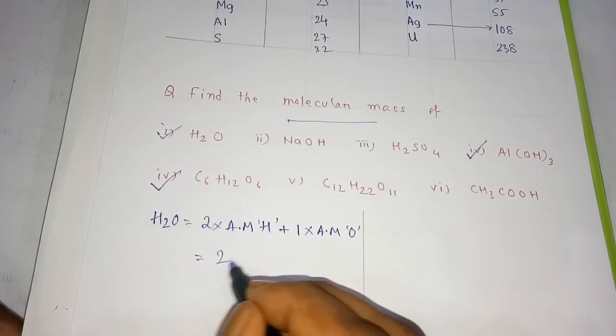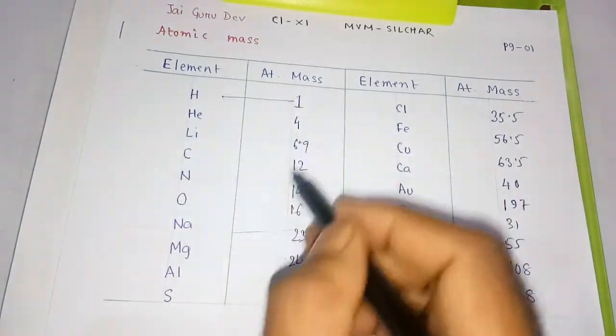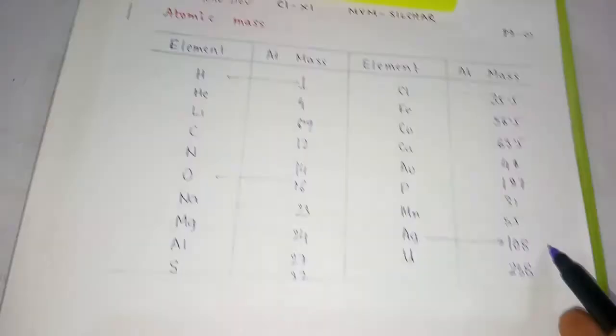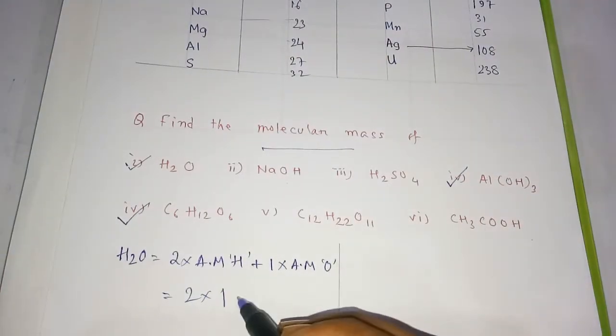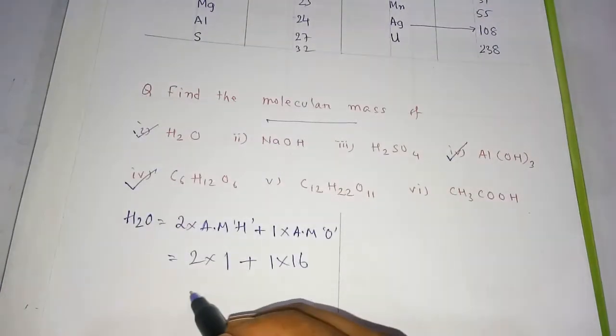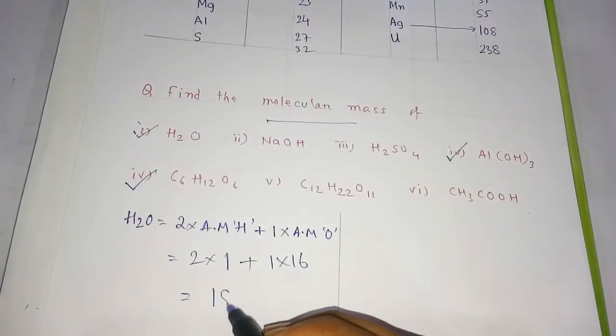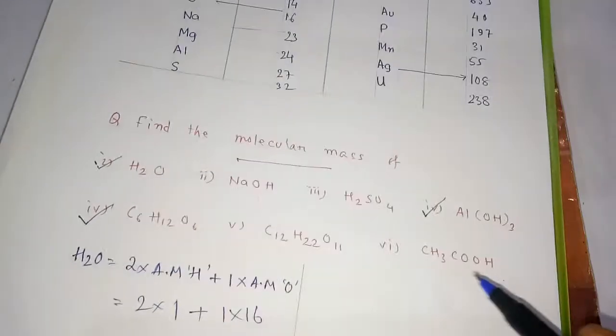In the above table, the atomic mass of hydrogen is 1, and the atomic mass of oxygen is 16. So instead of the atomic mass of hydrogen we put 1, and instead of oxygen we put 16. So 2 plus 16, in total we have 18 gram per mole, or you can write u also.